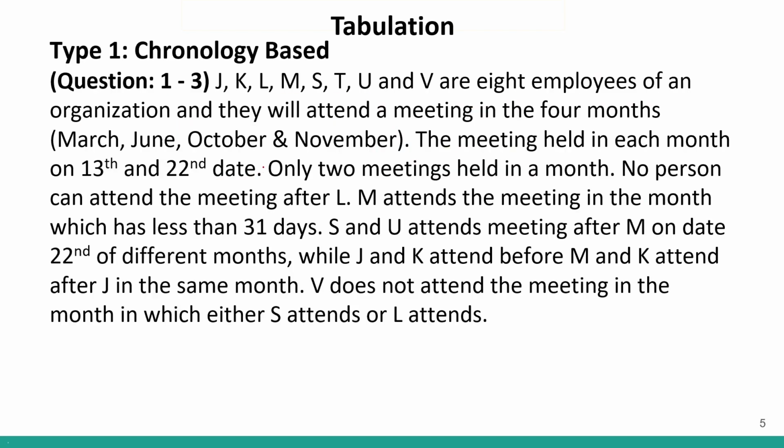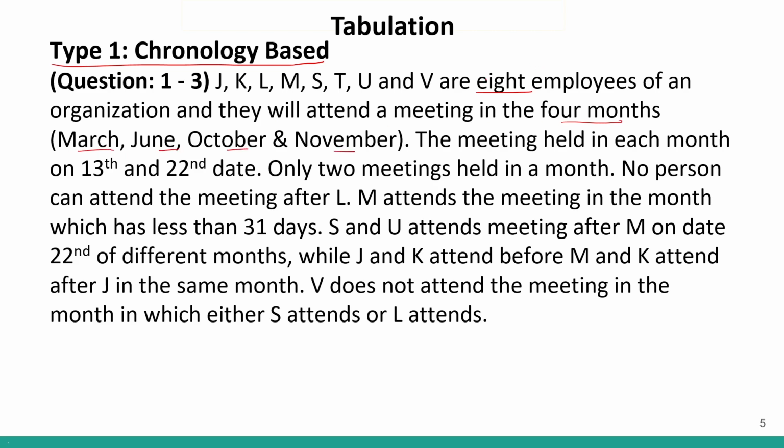So now let us first understand type 1, that is chronology based. Chronology based means they will be in a particular order. Based on this data, we will have three questions. So now let us look at the data. J, K, L, M, S, T, U and V are 8 employees of an organization, and they will attend a meeting in 4 months: March, June, October and November.